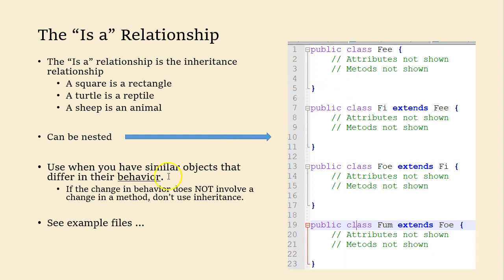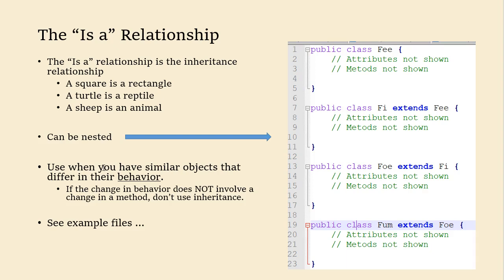When do you use the is-a relationship? When you have similar objects that differ in their behavior. I can't say that enough. Differ in their behavior, not an attribute value. If you think, oh, I'm going to have two objects and they're differing in their behavior, and the way I get that different behavior is by changing an attribute value, that's not inheritance. When I say difference in behavior, I mean their methods are different.